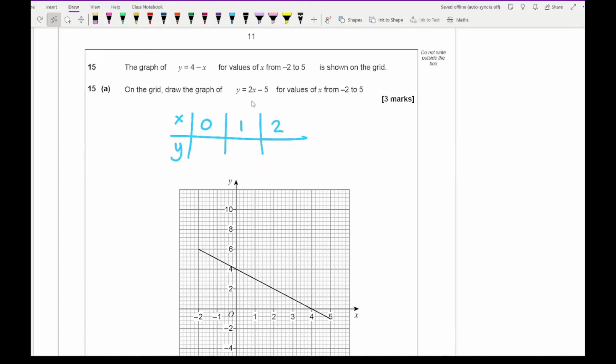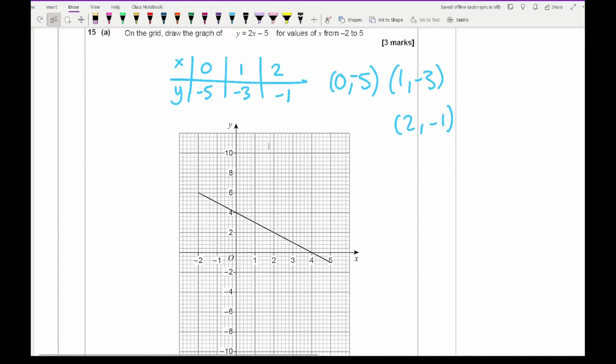So for this first one, it's going to be 0 times 2, which is 0. Take away 5 is -5. 2 times 1 is 2, take away 5 is -3, and 2 times 2, which is 4, take away 5 is -1. So then what I'm going to plot is (0, -5), (1, -3), and (2, -1). So then from the graph, if I just scroll down a little bit, (0, -5) is there, (1, -3) is there, and (2, -1) is about there.